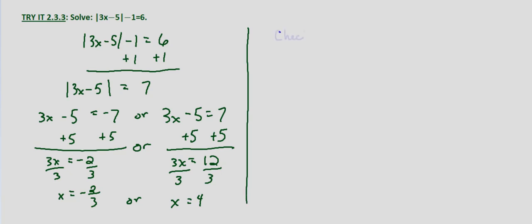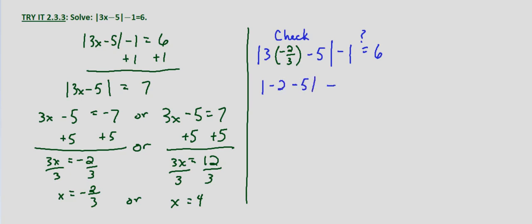Let's go ahead and check these solutions. We do that by simply plugging the values into our original equation, just as we have in the past. So the absolute value of 3 times negative 2/3 minus 5 minus 1, we want to know, does that equal 6? So 3 times negative 2/3 is going to be negative 2. So the absolute value of negative 2 minus 5 minus 1, does that equal 6? So this is the absolute value of negative 7 minus 1, does that equal 6? And we get 7 minus 1 equals 6, which verifies 6 equals 6. So x equals negative 2/3 works.